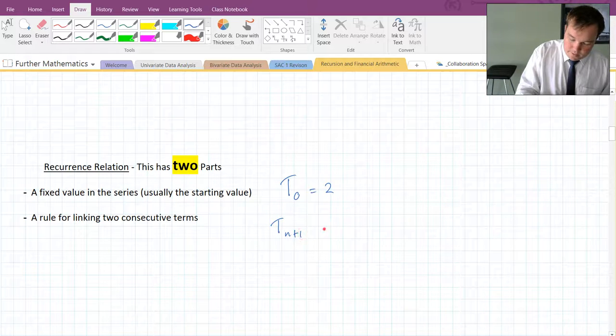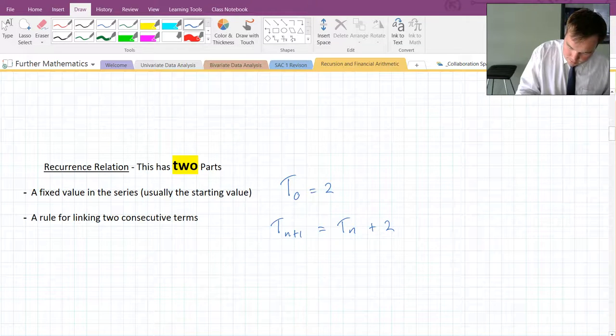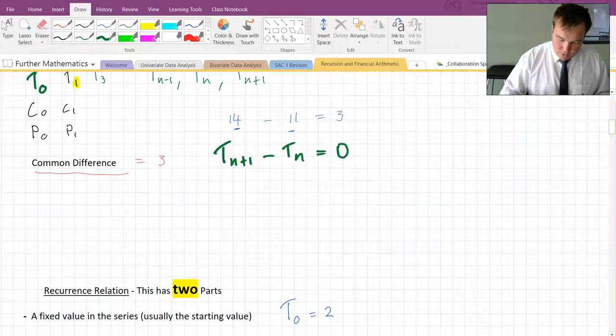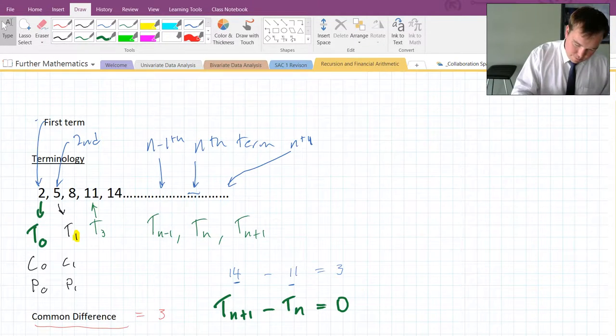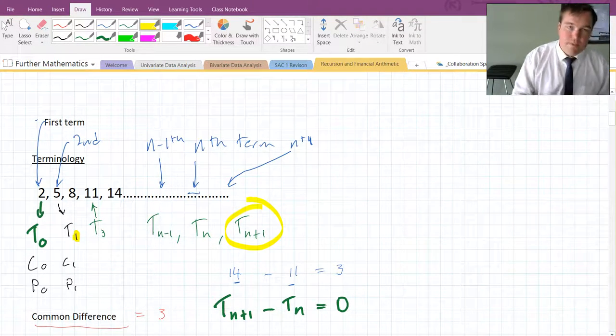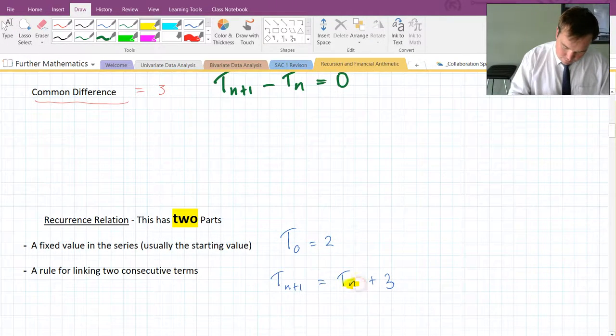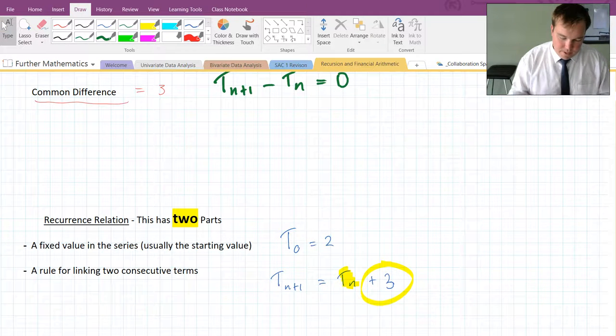Tn plus 1 is equal to, in our case, Tn plus 3, because the common difference is 3. What this is saying is, in order to get to the next term in the series, we go to the previous one and add 3, or add the common difference.